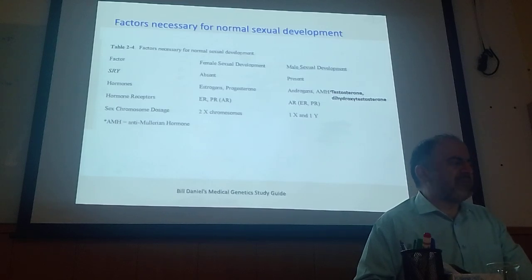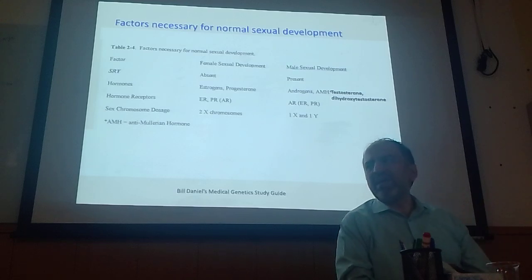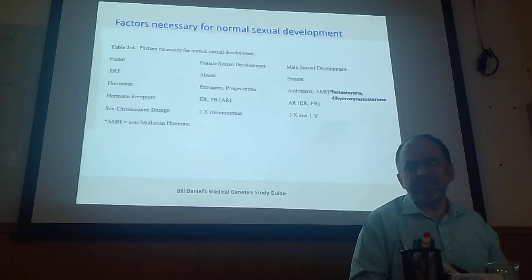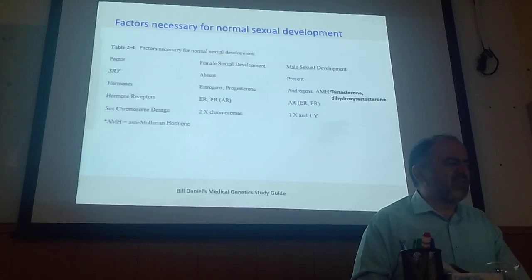SRY region absent, it will be female. Present, male. Hormones: androgen, it's male; progesterone, it's female. If anti-Mullerian hormone is too much, it would be male. Some of the infertility is because of the AMH. We check the AMH and we say, okay, it's too much, so because of that, there is infertility. Testosterone, check. Estrogen and progesterone normal, it would be female.